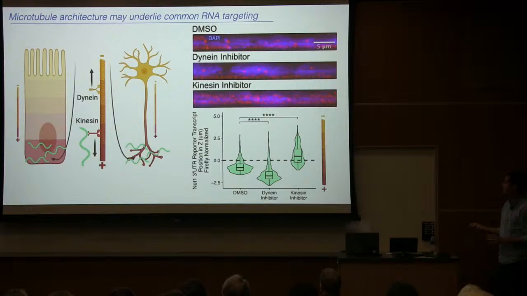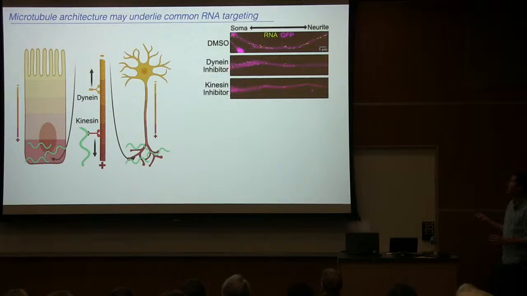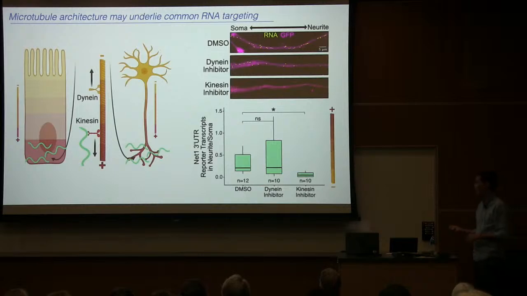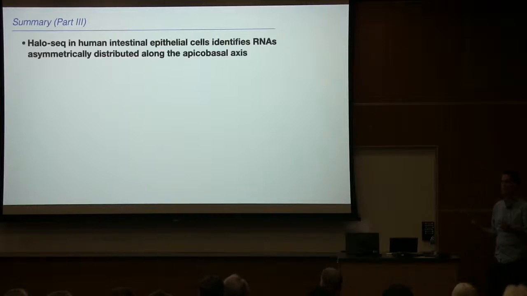So this is quantified here. And then the same thing for the neuronal system. If we inhibit dynein, this reporter RNA still makes it out to the neurites. But if we inhibit kinesin, this RNA is not in the neurites anymore. And again, quantified here. So again, we've defined these two spatial equivalents in cells that have very different morphologies. And what's behind this is the fact that they have similar underlying cytoskeletal architectures.